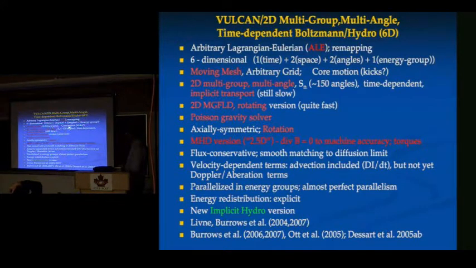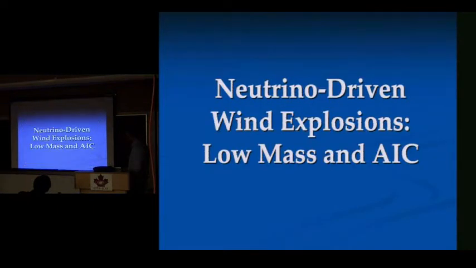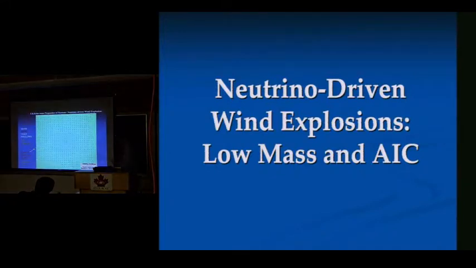There are wonderful codes that are being applied to this. This is just a description of some of the things in our code. People are interested in this; I can talk about it later. It has MHD, rotation, multi-angle. Most of the calculations are multi-group flux-limited diffusion, with a Poisson gravity solver, but it doesn't solve the full 3D problem. So let me start with the neutrino wind-driven explosions, the low-energy explosions that you can get for the low-mass massive stars and in the accretion-induced collapse.